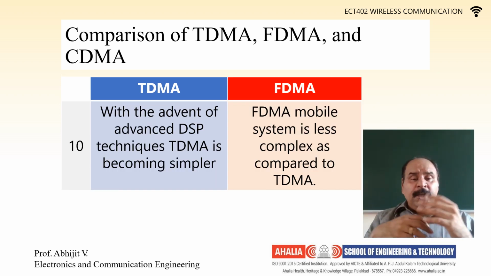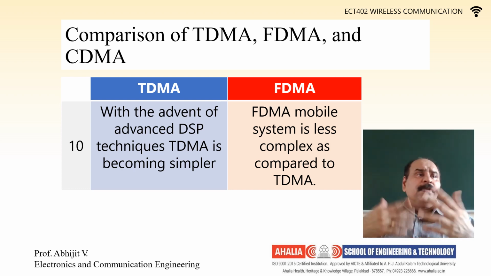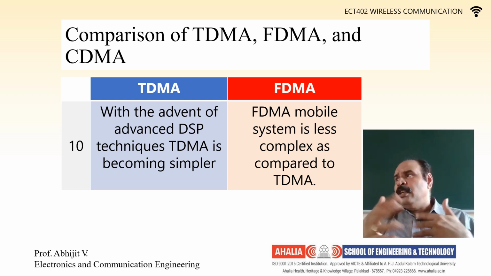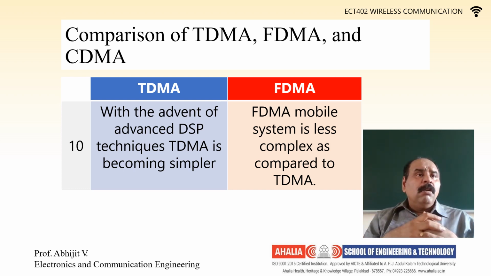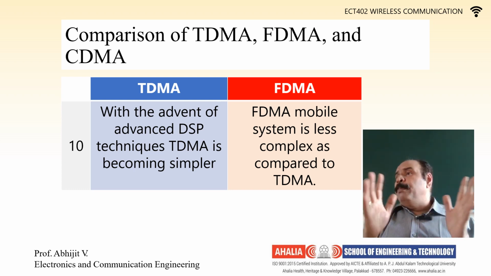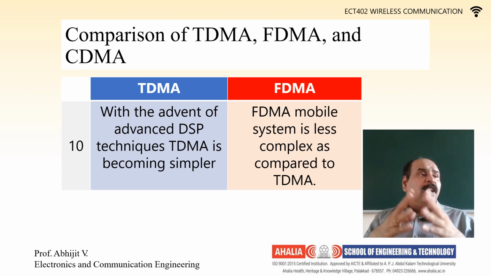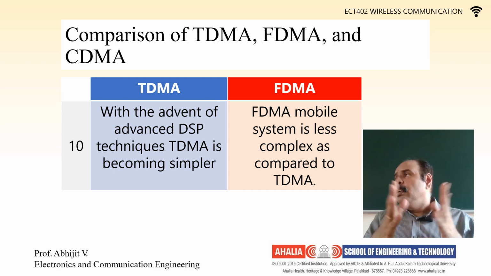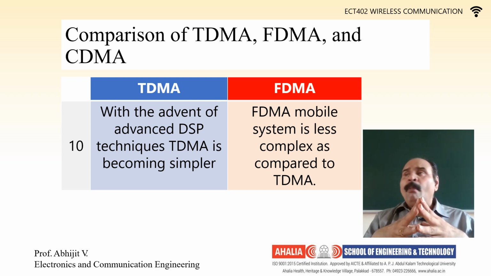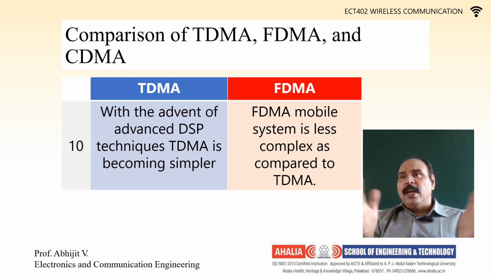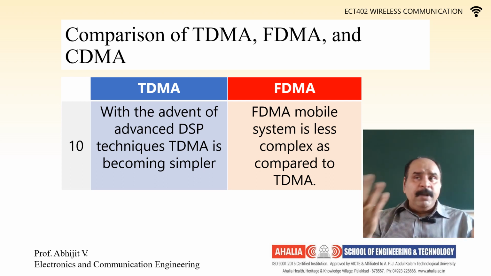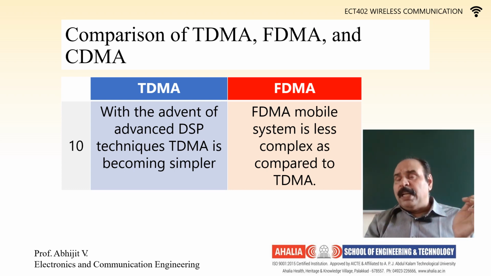With the advent of DSP techniques, now we have multiple digital processing techniques so that we reduce the overhead time. See, the main disadvantage of TDMA is that you have an overhead time. We have so much other information that has to be transmitted, the guard time. Okay. So with the advent of DSP techniques, we are going to reduce all these complexities. Whereas FDMA is much simpler. CDMA is also simpler when compared to time division multiple access.